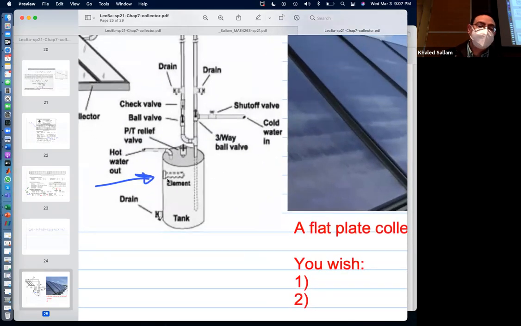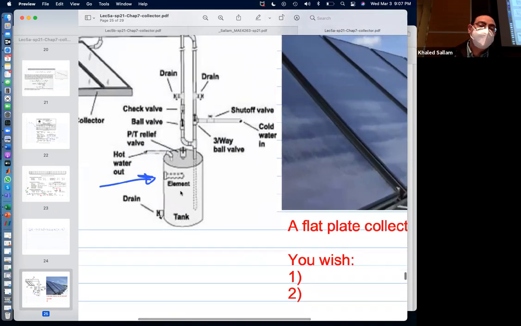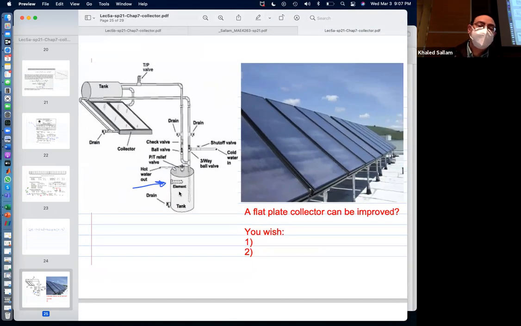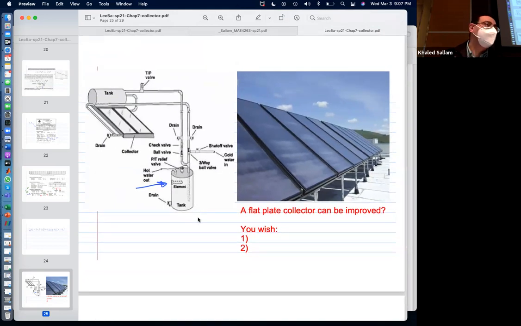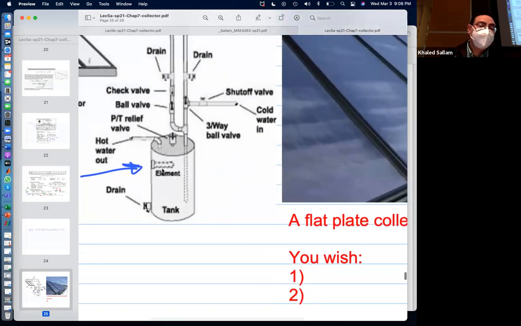You see there is always like an electric water heater just in case the temperature is not good enough. So that will just be like a coffee maker or something, a small element hooked on the electricity. And when the temperature drops, it basically makes sure hot water is available. Okay.